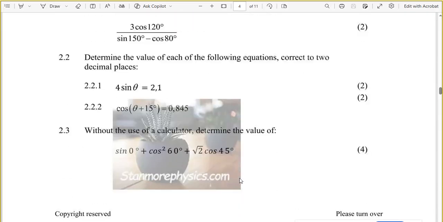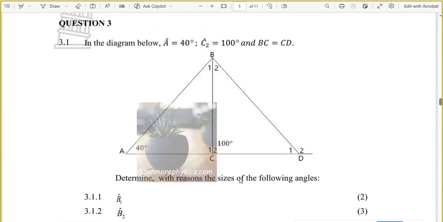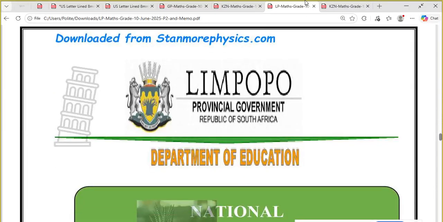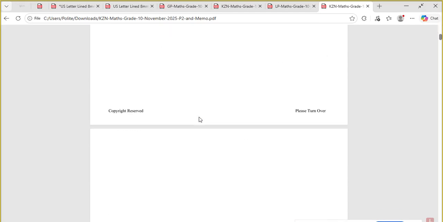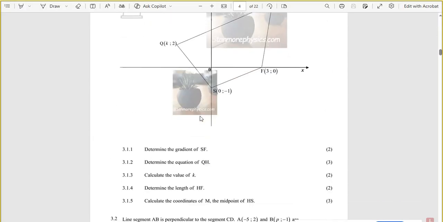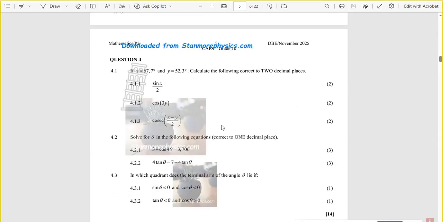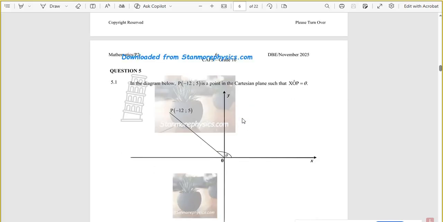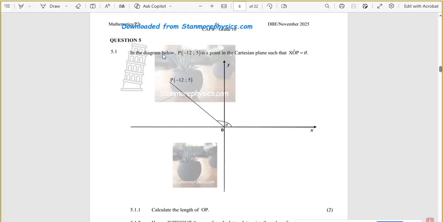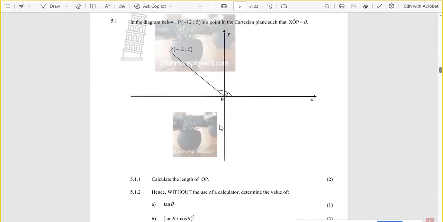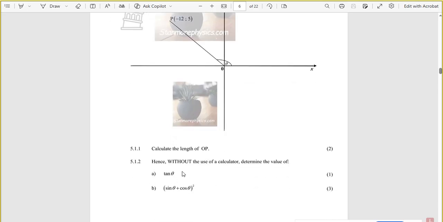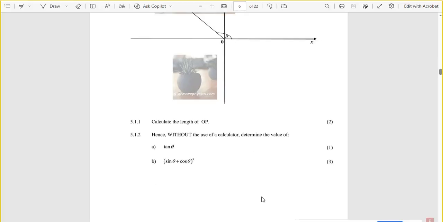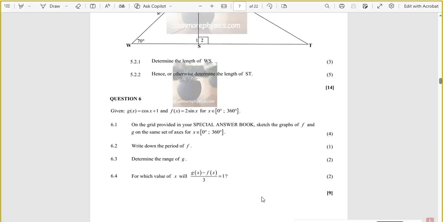We're going to answer all these question papers before you go to your exam. Okay. So, and then let's move to another question paper. Let's see what we have here. Right. So now, when you look at this question paper, there it is, 5.1. You see? They give you the diagram, then they need you to find the length of OP. Use theorem of Pythagoras. Hence, without the calculator, this is what we were working on now. You see? Right.